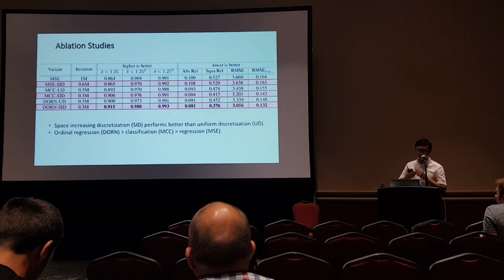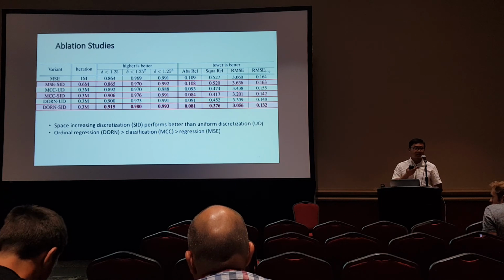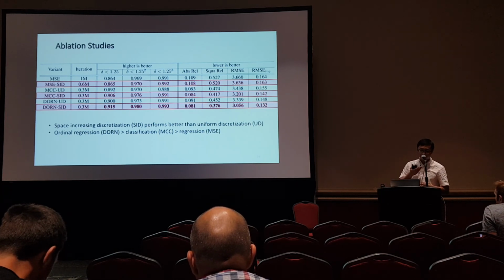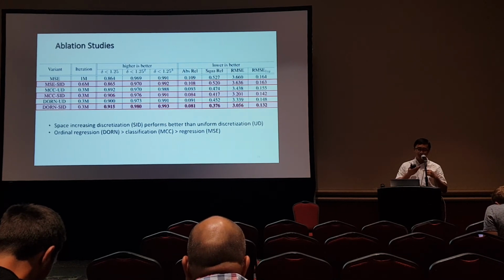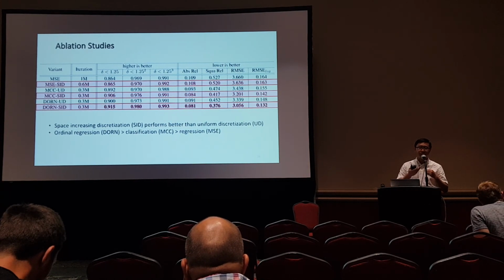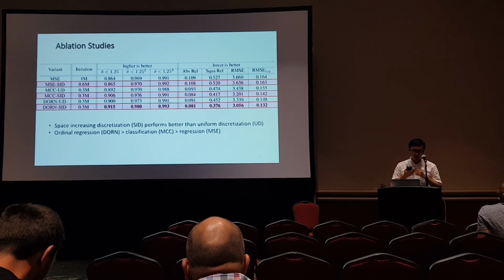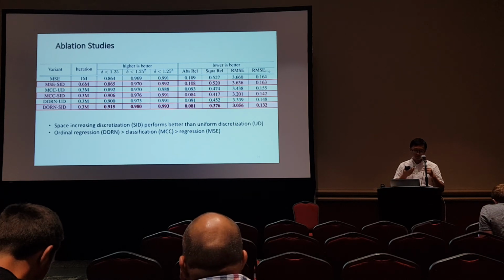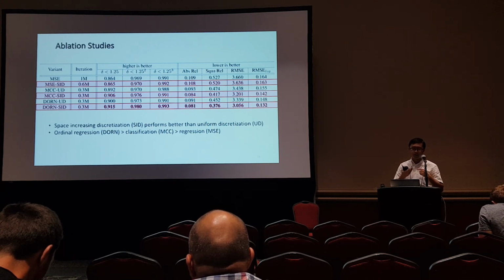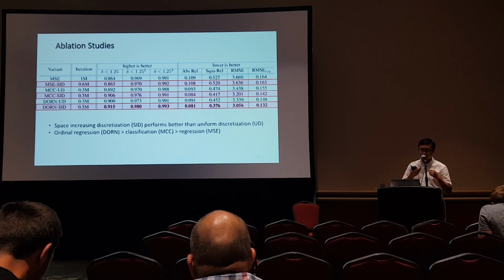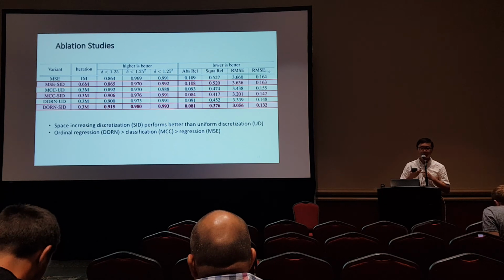Yeah, this is the ablation study. So the first one is the mean square error, and we also tried the mean square error on the discretized or discrete depths. The performance is basically the same. This means the quantization error is very small in this case. And also we compare the loss function between the ordinal regression and multi-class classification. So basically, ordinal regression is better than classification and better than regression. And also the spacing-increasing discretization is better than uniform discretization.